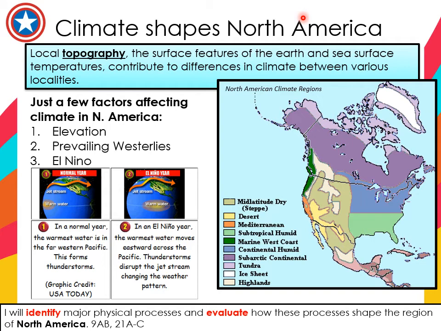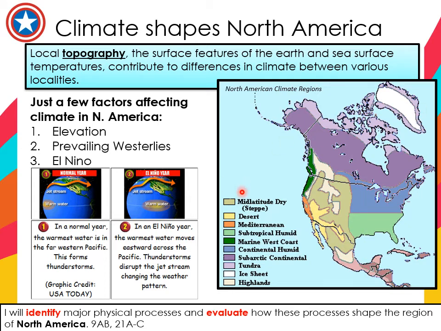But we really don't understand what's going on because it's been kind of wacky. Whether or not you believe in climate change, it's been kind of wacky. We can't really predict yet whether an El Nino is going to happen or not. In a normal year, the warmest water is in the far western Pacific, in the form of thunderstorms. But in an El Nino year, the warmest water moves eastward across the Pacific, and thunderstorms disrupt the jet stream and change the weather pattern.